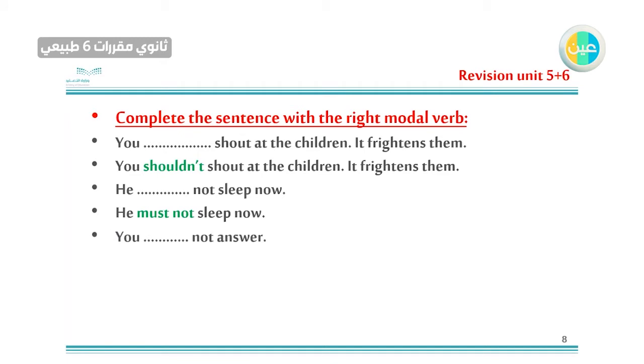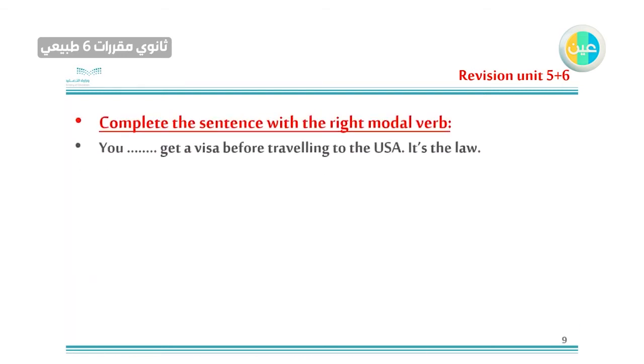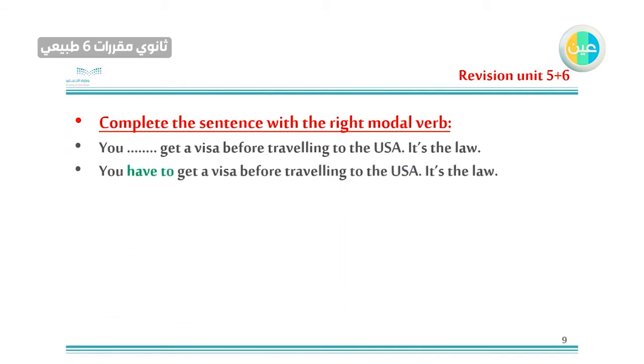You not answer. Yes, you need not answer. It's absence of obligation, or it's not necessary. Okay. You get a visa before traveling to the USA. It's the law. So here we're talking about law. So it's for sure obligation. Have to. You have to get a visa before traveling to the USA. It's the law.